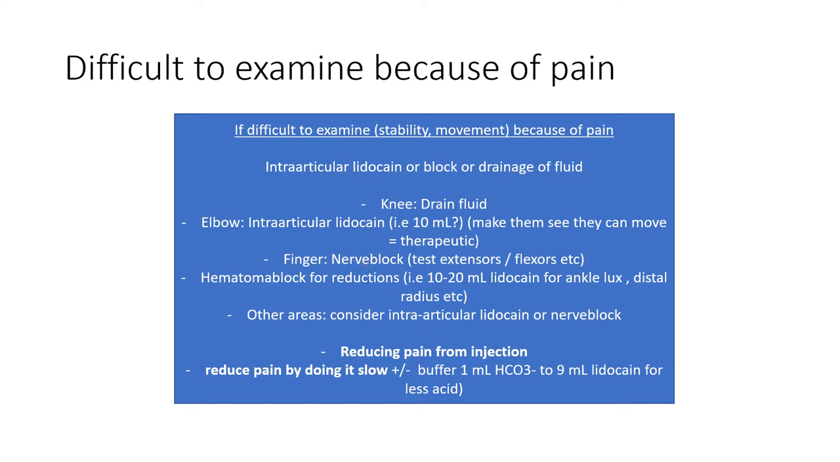Nerve blocks. You should utilize the finger blockade when doing these tests, especially if it hurts a lot and you want to test the flexors and extensors. Hematoma block for reductions is really important. 10 to 20 milliliters of lidocaine for ankle luxations, for instance, or distal radius fractures. And for other areas, you can always try to use this. As well, shoulder reductions, maybe, for instance.